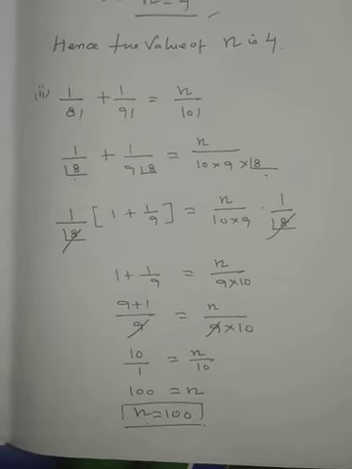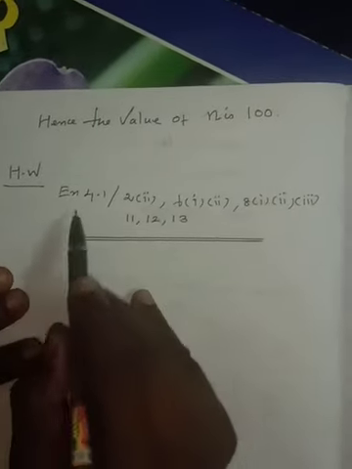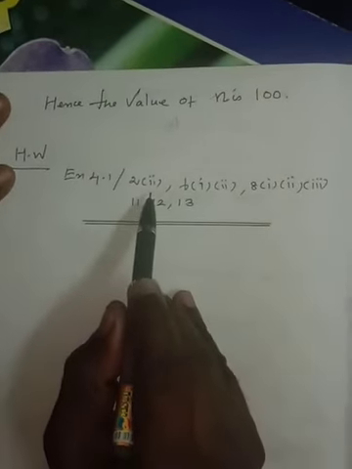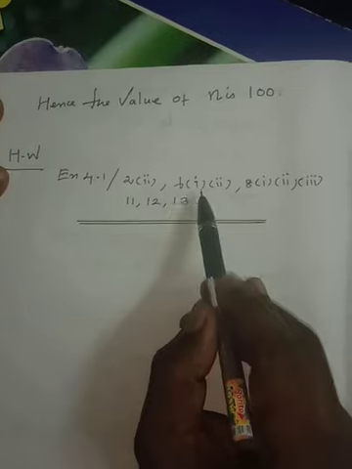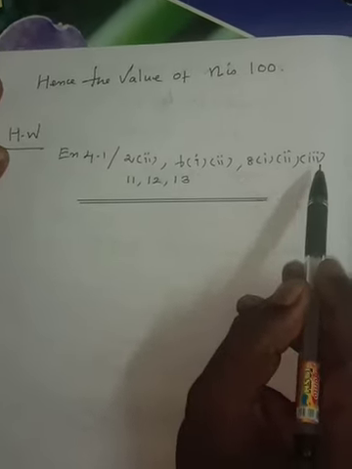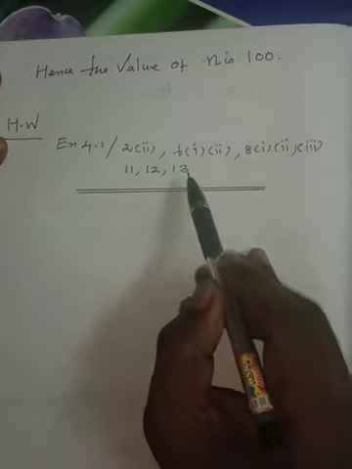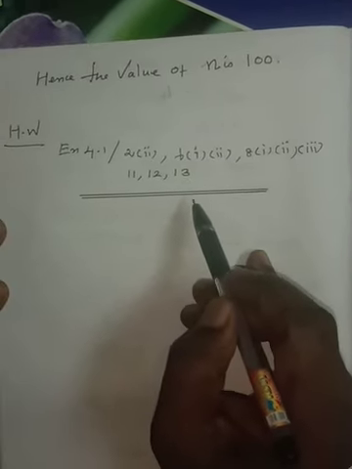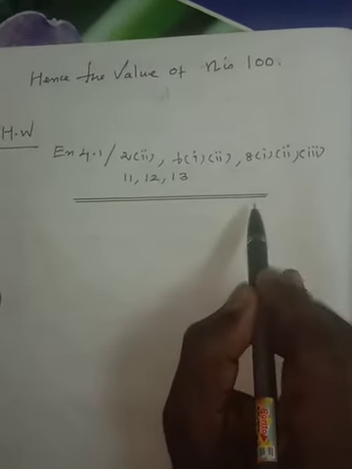So n is 100. Today's homework: Exercise number 4.1, sum number 2, subdivision number 2; sum number 6, subdivision number 1 and 2; sum number 8, subdivision number 1, 2 and 3; 11th sum, 12th sum and 13th sum. These are the homework problems. Any doubt, reply to the message. Thank you.